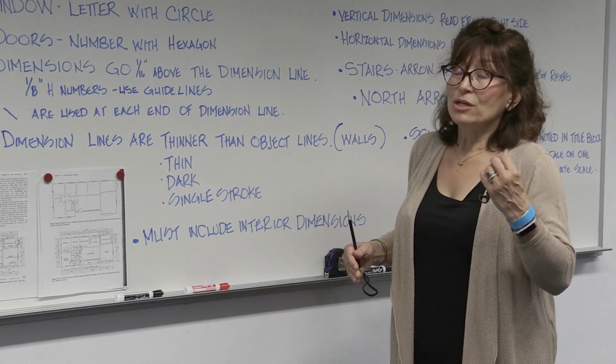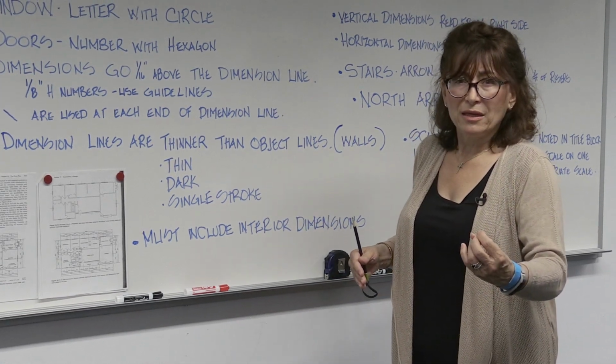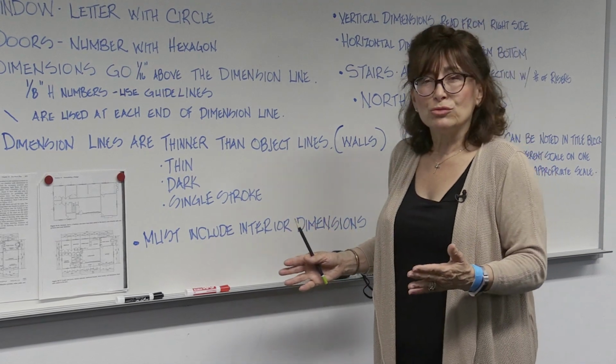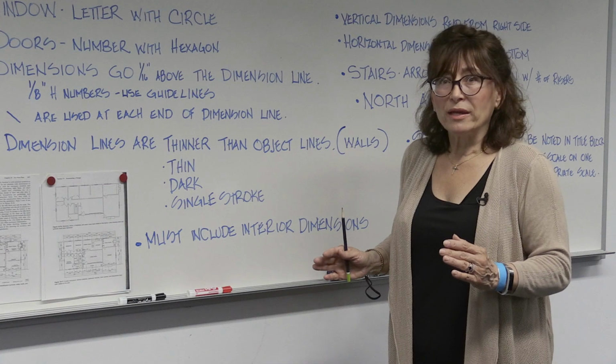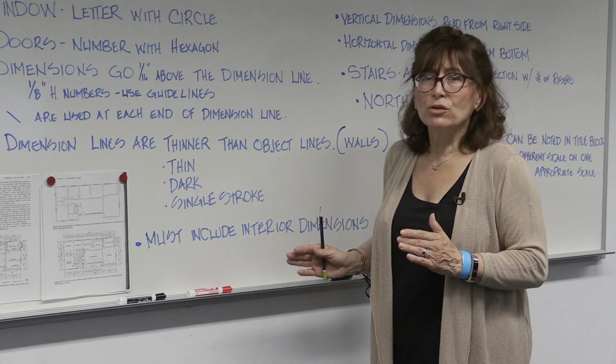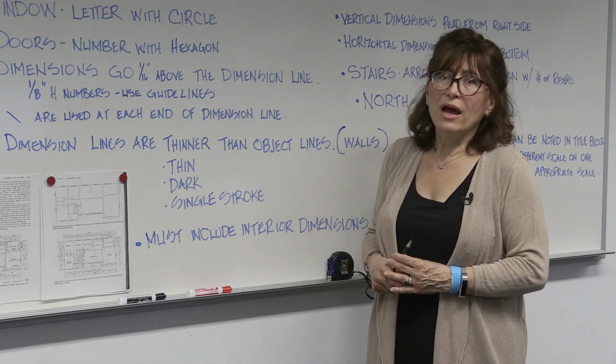So sometimes you may be going too light, and when you print it, you can't see your dimension lines. So you have to make sure you get the right line weight. Line weight is critical in our drawings, and it's something that you have to perfect.